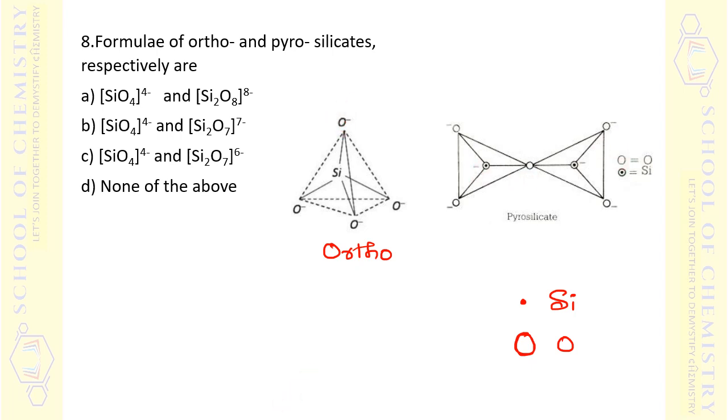So therefore the formula of this is, no doubt, SiO4 4 minus, and this one should be Si2O7 6 minus. You can search for SiO4 4 minus as well as Si2O7 6 minus in the options. Option B, SiO4 4 minus as well as Si2O7 6 minus, will be the correct answer for this question.